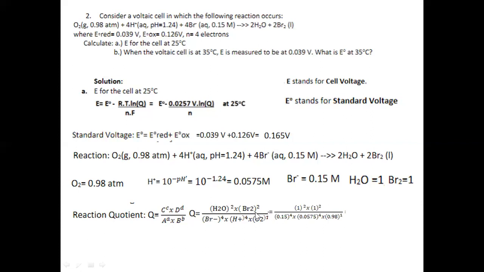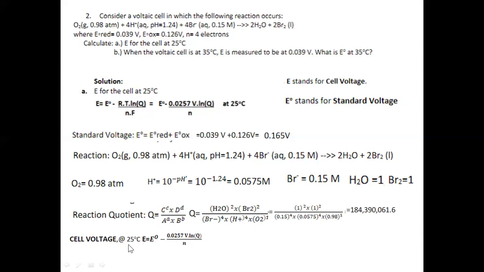Now, our reaction quotient is equal to 1 squared times 1 squared all over 0.15 raised to 4 times 0.0575 raised to 4 times 0.98 raised to 1. This gives us a value of 184,390,061.6 for the reaction quotient. So this is unitless. To solve now for the cell voltage for letter A, let's substitute the following values.